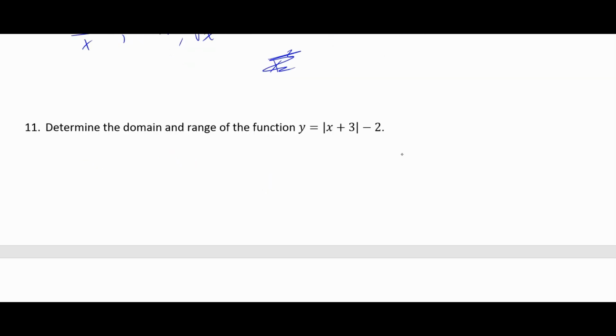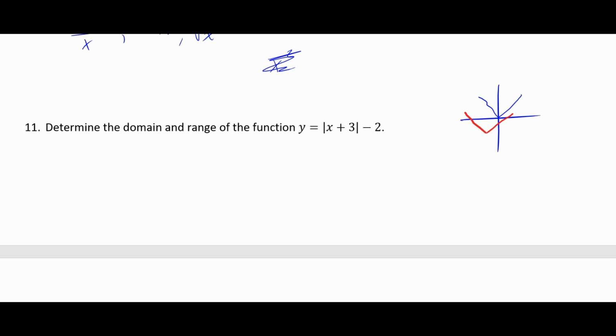For question 11, we want to determine the domain and range of the function y equal to absolute value of x plus 3 minus 2. So all I want to think about is, where does this graph happen? The absolute value function is the one that looks like a V. So when we're working through this problem, we want to think about what are the transformations that are happening. So this means we're moving to the left 3 and down 2, and then it's making a V from that spot right there. So what is the domain and range of that function?